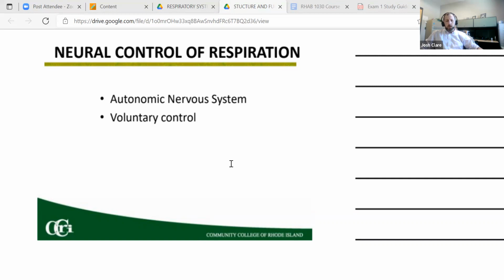So there's also voluntary control. If you're diving underwater, you have the ability to hold your breath if you needed to. So that's just a quick review of the structure and function of the respiratory system. Christine and I will talk about diseases next.